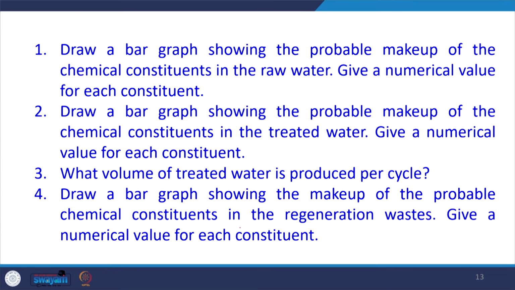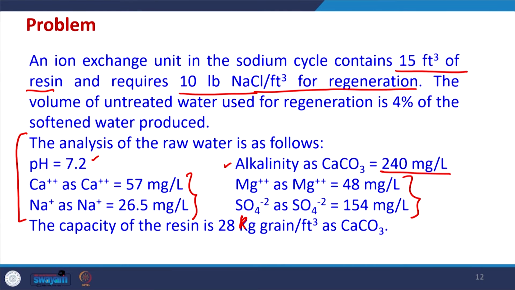So, now we have to perform different calculations. First, we have to cross check what are the chemical constituents which are present in the raw water. We have to find out the numerical value with respect to each. Already in milligram per liter they have been given. So, we have to draw a bar graph type of thing, so that we can find out the total hardness etc. for this particular raw water.